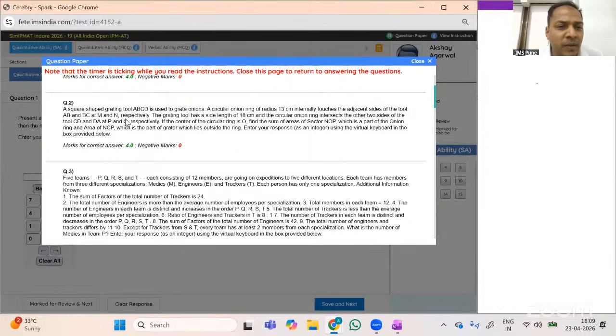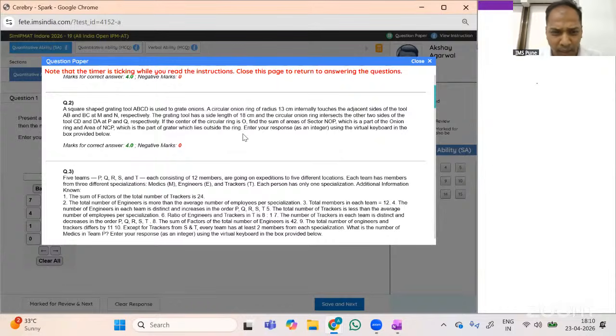At M and N respectively, the grater tool has a side of length 18 centimeters. The circle intersects the other two sides of the tool, CD and DA, at P and Q respectively. If the center of the ring is O, find the sum of the areas of NOP, which is a part of the onion ring, and area NCP, which is a part of the grater that lies outside the ring.